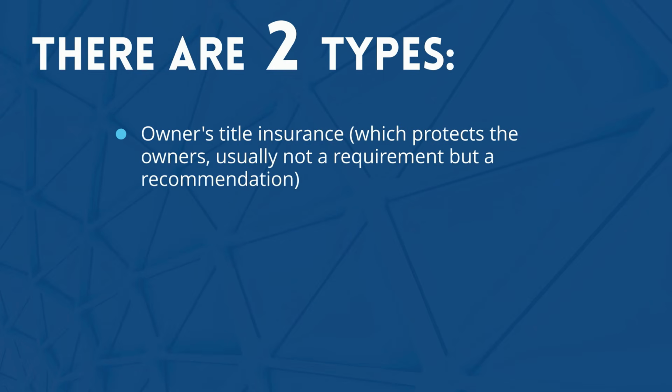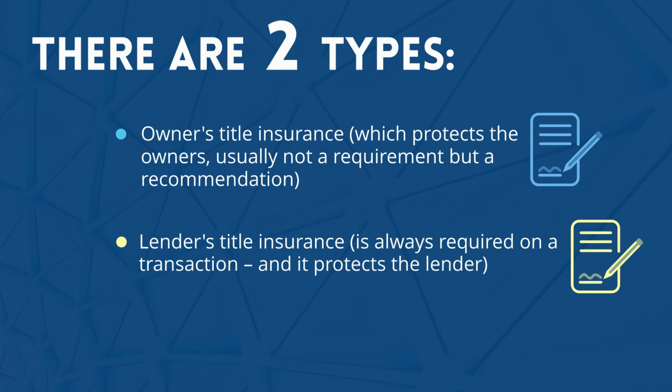There are 2 types: owner's title insurance, which protects the owners, usually not a requirement but a recommendation, and the lender's title insurance. It's always required on a transaction as it protects the lender.